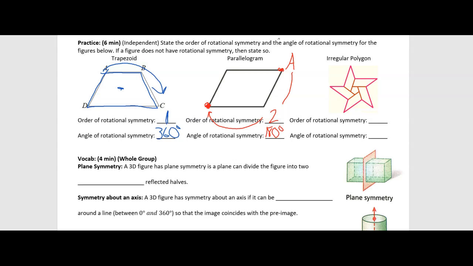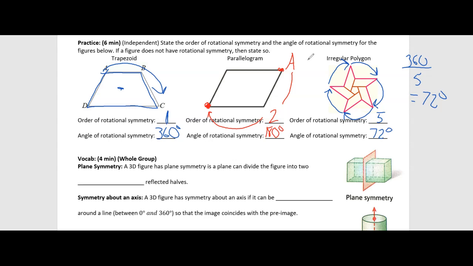For the irregular polygon over here, you actually have 1, 2, 3, 4, 5 different rotations that map it onto itself. So if there are 5 different rotations, each one of those is going to be the same. So we do 360 divided by 5. This gives us 72 degrees for our angle of rotational symmetry. Okay?